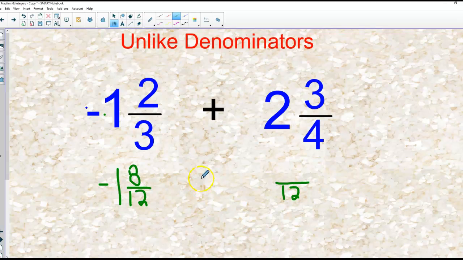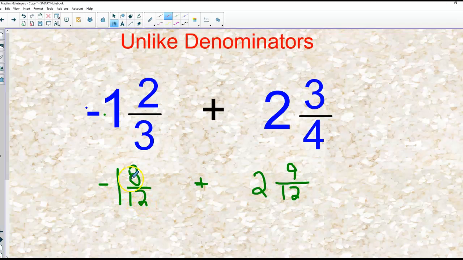If I go over here, 4 times 3 is 12, times 3 is 9. Bring my 2 along with me. Okay? Now, we have a common denominator. So our next step is to make everything improper, just like we did on the previous page. So let's move on to making it improper.